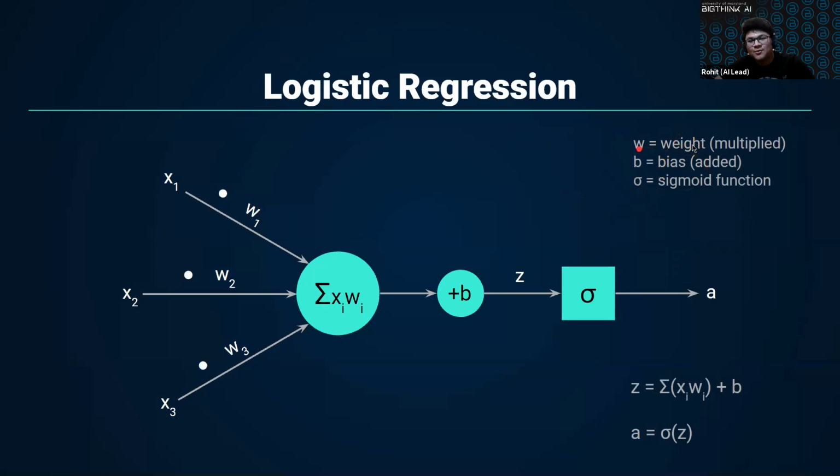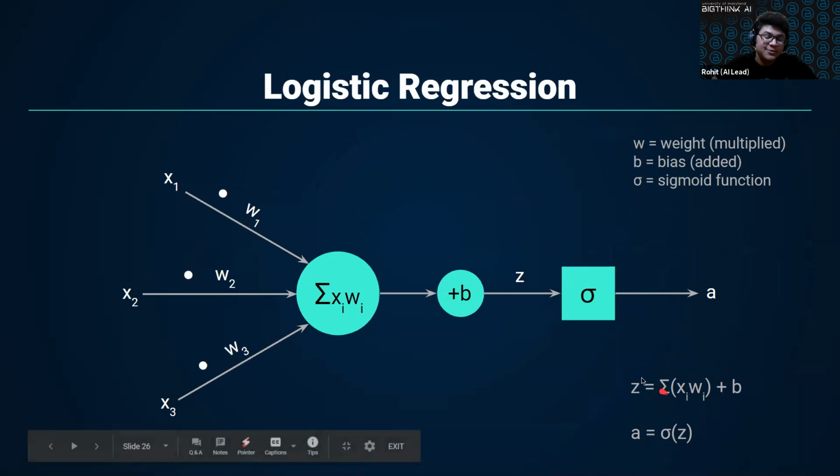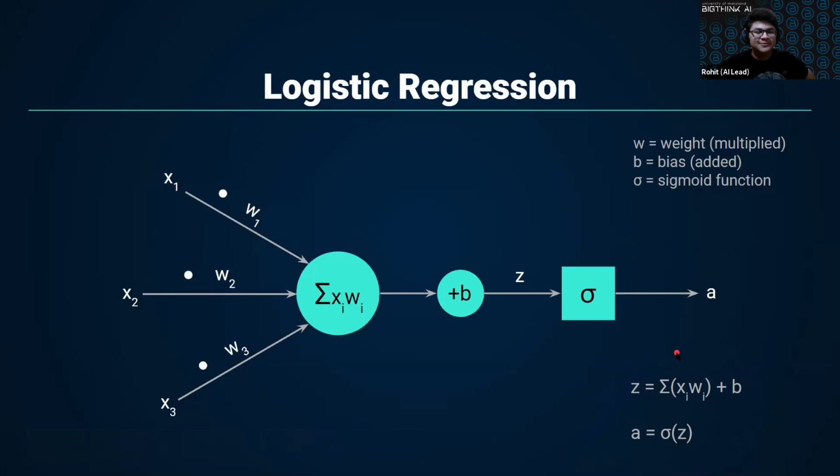Once again, weights are the ones that are multiplied. Bias is the parameter that's added, and these are the ones that the model can control by itself. The sigmoid is what we use to get the final answer, and we're just summarizing these as equations down below for mathematical formality.